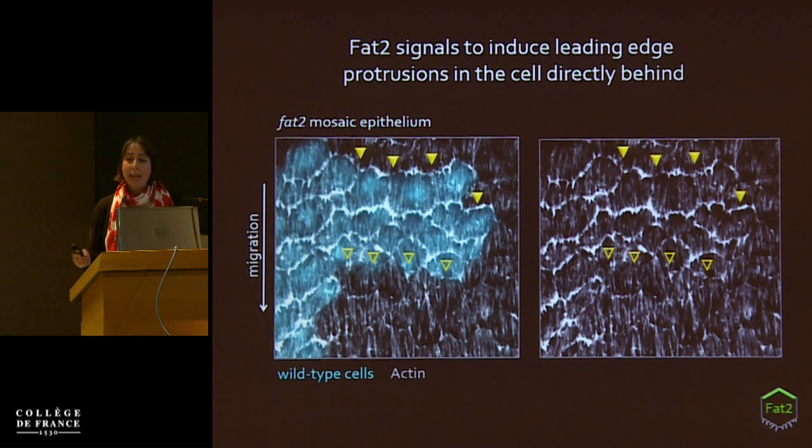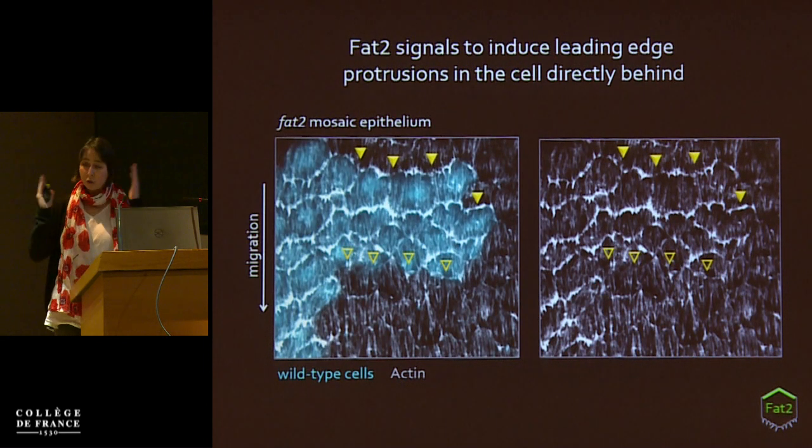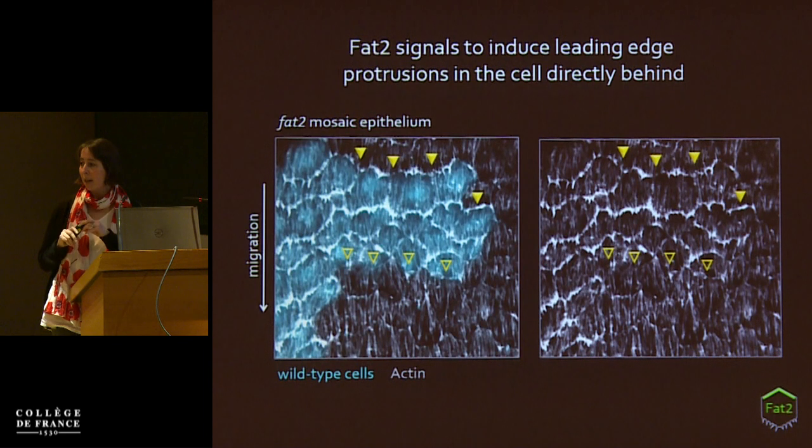So what this is saying is that FAT2 sits at the trailing edge of one cell, and it's reaching out and telling the cell behind it to make leading-edge protrusions.